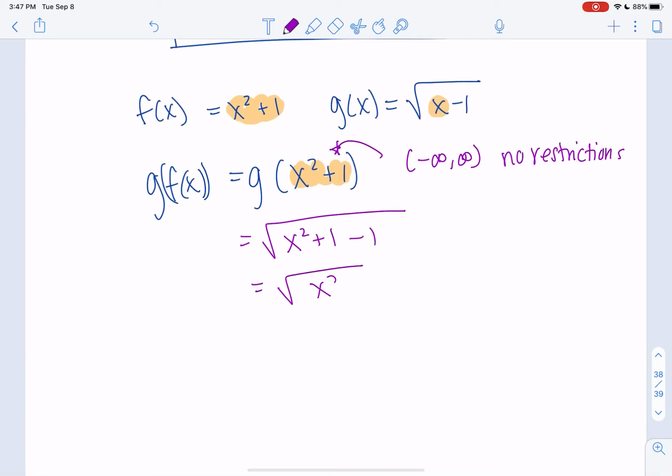So we get the square root of x squared, which is not x, it's the absolute value of x. This is just a definition. The square root of x squared is defined to be the absolute value of x. Again, there's no restrictions, so the domain is all real numbers. And there we go. So I hope this helps.